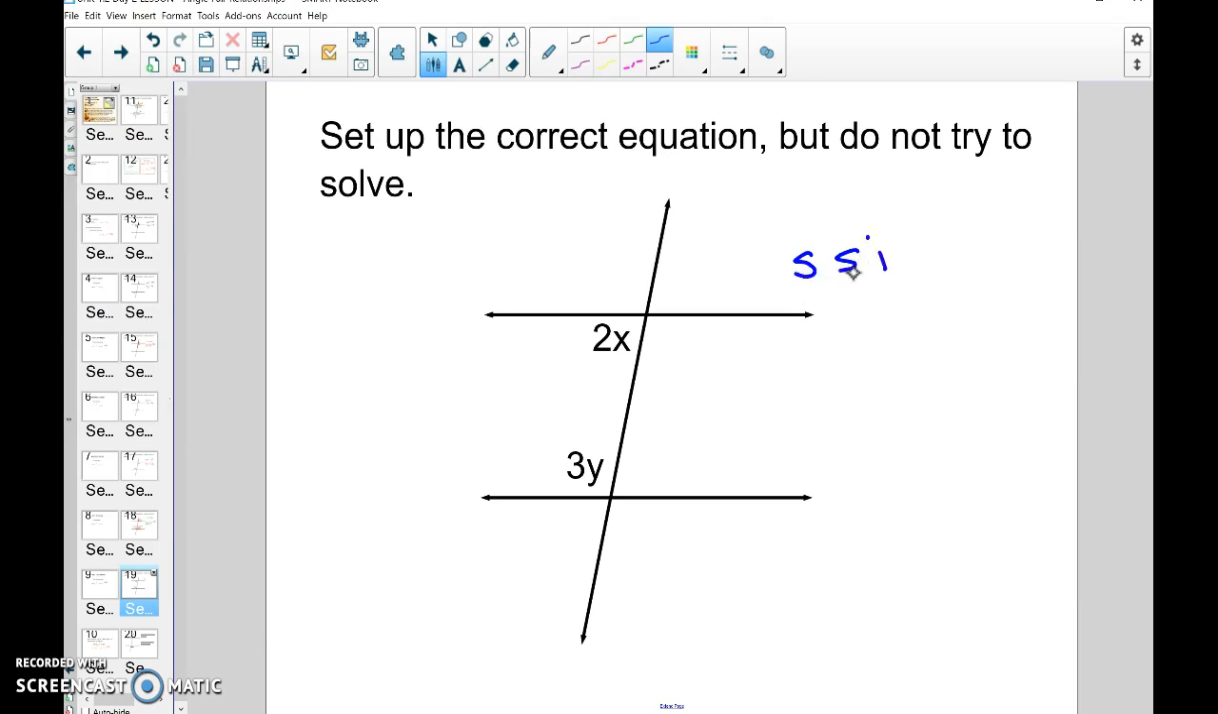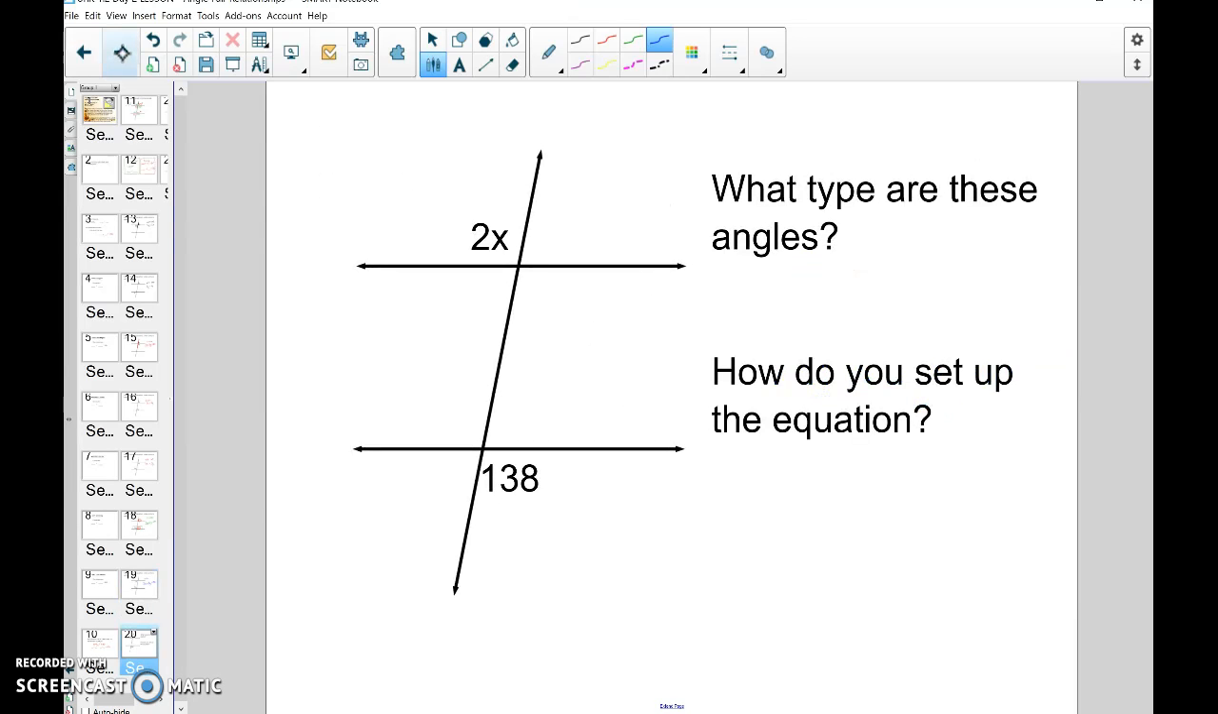I'm just going to abbreviate that SSI. These are also supplementary, so you should have written it out like so. Blank plus blank equals 180. Fill in the missing blanks. The last ones we're going to do now, actually, we're going to solve for the x value.